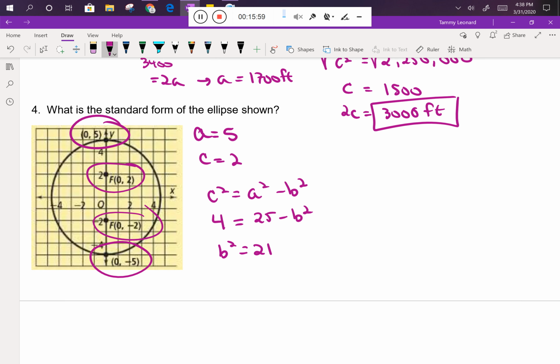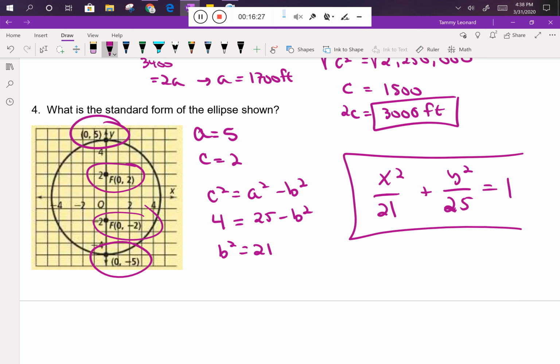But notice this is a vertical ellipse. So although the x squared and the y squared and the 1 never change in the equation for an ellipse centered at the origin, the bigger value always goes under the variable, which is the direction of the major axis. So the b squared, the 21, is going to come under the x squared, whereas the 25 is going to go under the y squared because that's the vertical distance.